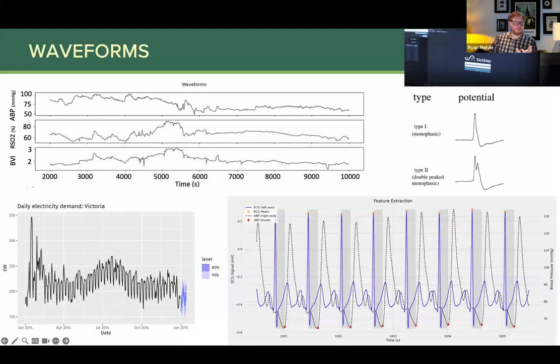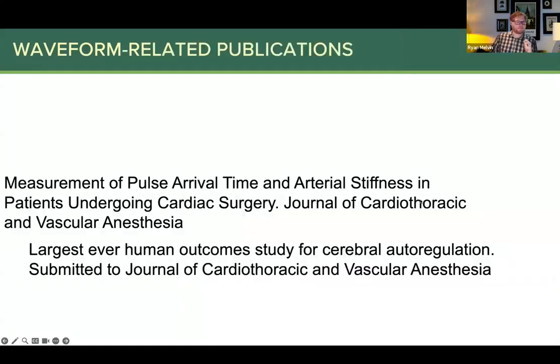So like I said, our department has been collecting this data for 4 years now. We've had a few ideas. I'll share a couple of those with you. We just got published one where we were measuring pulse arrival time. That plot I just showed was related. That's how long it takes from your pulse to get from your heart to your wrist.